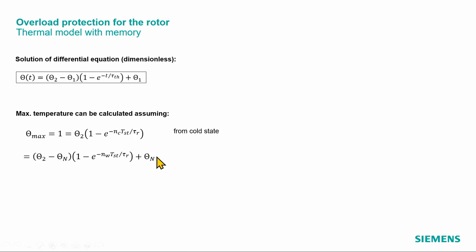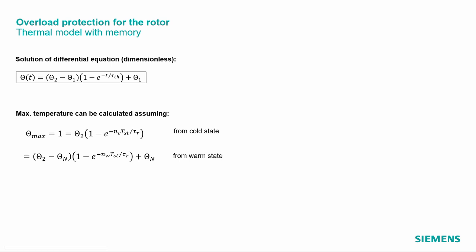From warm state, I have this equation. So I have the warm state temperature of the rotor already there. And then I can start nW, W like warm, times the motor until I reach exactly the same end temperature here. So this I can express in such an equation here. So it's just putting in the values into this basic equation from warm state.